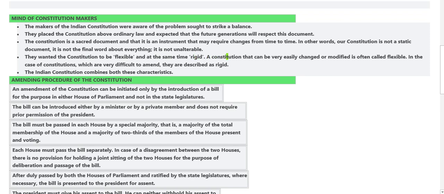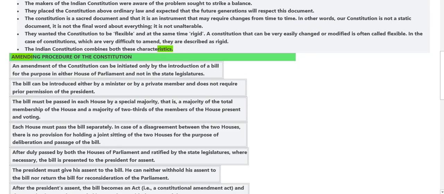A constitution that can be very easily changed or modified is often called flexible. In the case of constitutions which are very difficult to amend, they are described as rigid. The Indian Constitution combines both these characteristics.